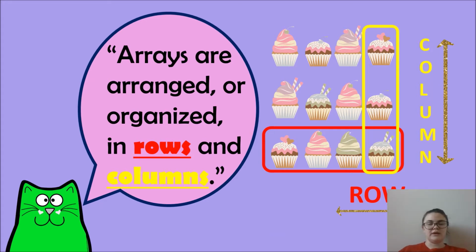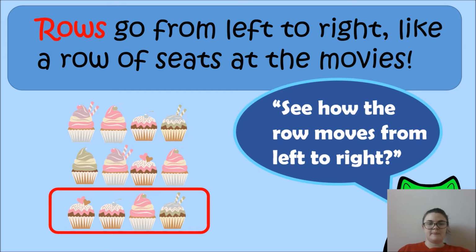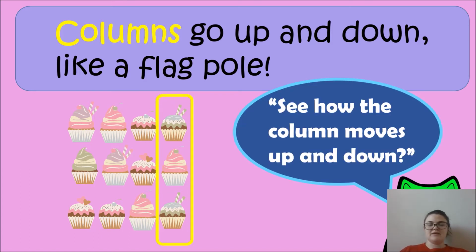Arrays are arranged or organized in rows and columns. If you look, the rows are in red, the columns are in yellow. Rows go left to right, like movie theater seats, and columns go up and down, kind of like a column on a house, like a big pole on a house that goes up and down. Rows go from left to right like a row of seats at the movies. That's what you see here in red. See how the rows move from left to right? Columns go up and down like a flagpole. See how they go up and down? See how the columns move up and down?